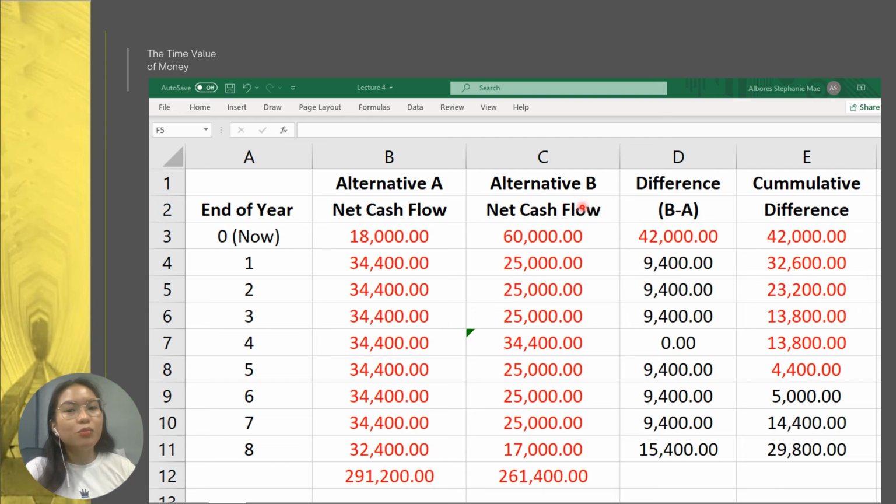Now, let's move to alternative B. For alternative B, the $60,000 is from the equipment, labor, and materials to install. Remember that in alternative B, you are installing a new HVAC system, so it is much more expensive compared to the initial net cash flow of A. In A, you only rebuild the existing one, while in B you are purchasing a new HVAC system which you are going to install. That's why the first cost is very high.